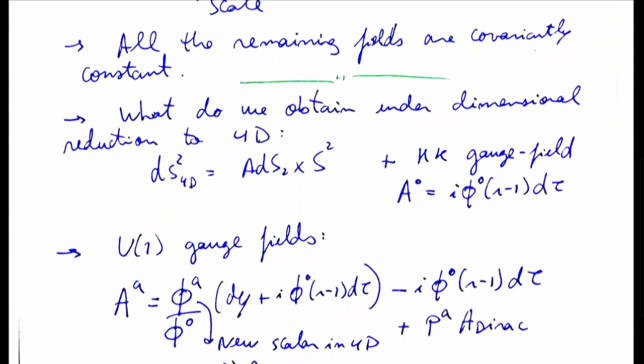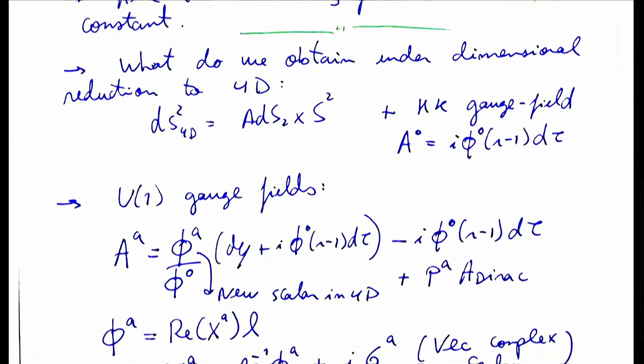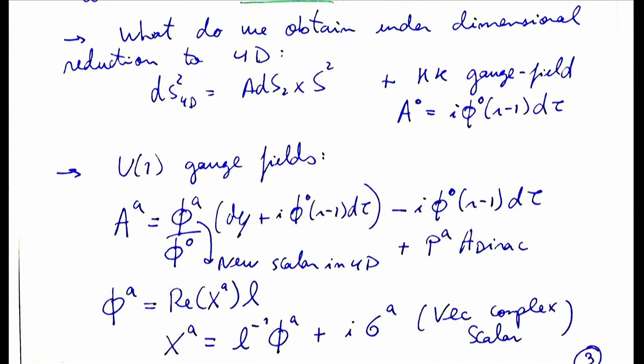Then the other U(1) gauge fields, what do you do? The usual trick: you put here the component, which is a closed flat gauge field, and then subtract. So this should be phi A, sorry. So this thing gets phi A, and then minus phi A. So it's the same gauge field as above. And this is the P^A, the Dirac gauge field.